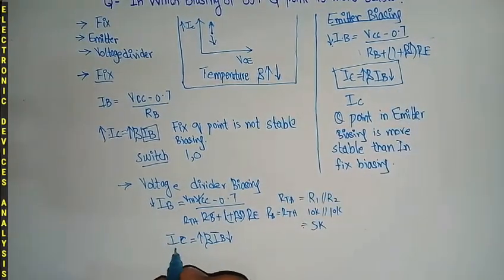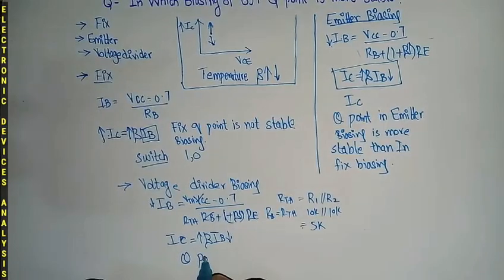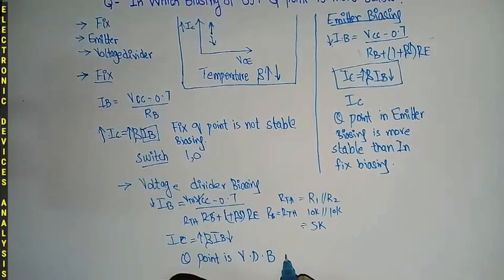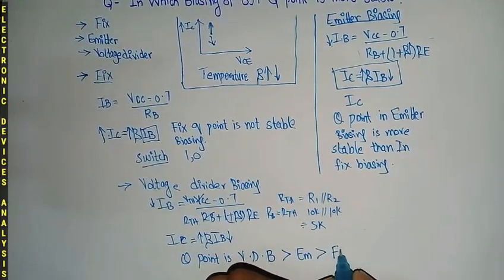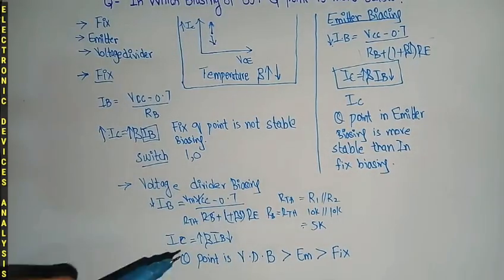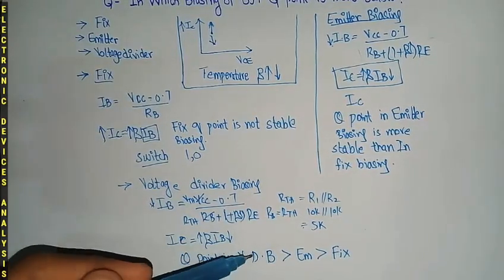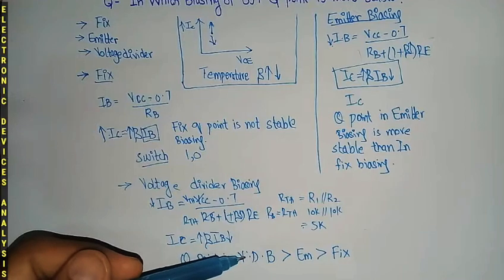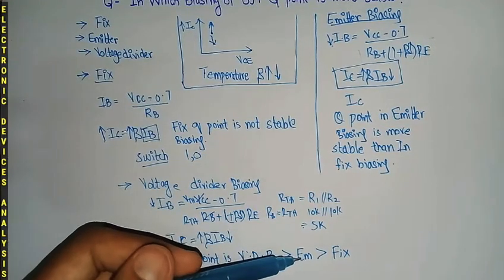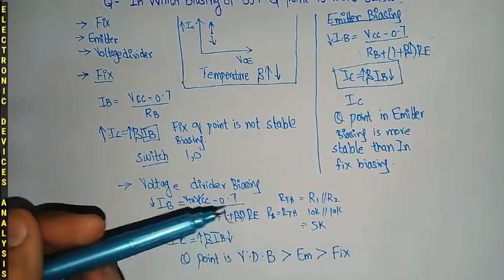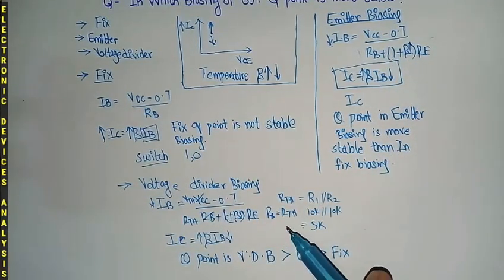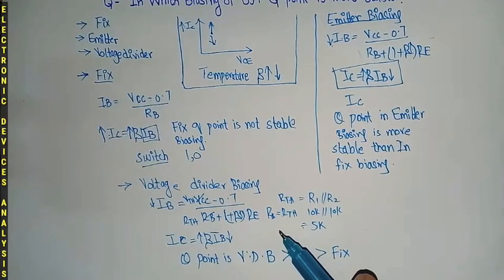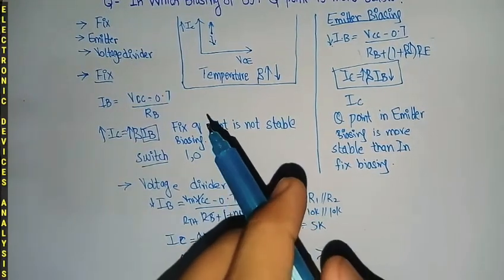So therefore the Q point in voltage divider biasing is much more stable as compared to emitter biasing and as compared to the fixed biasing. So guys, hopefully you see that in the voltage divider biasing circuit, the Q point is more stable as compared to the emitter biasing and the fixed biasing. So therefore the emitter biasing and the voltage divider biasing are used as an amplifier, because the Q point is more stable as compared to the fixed biasing circuit.